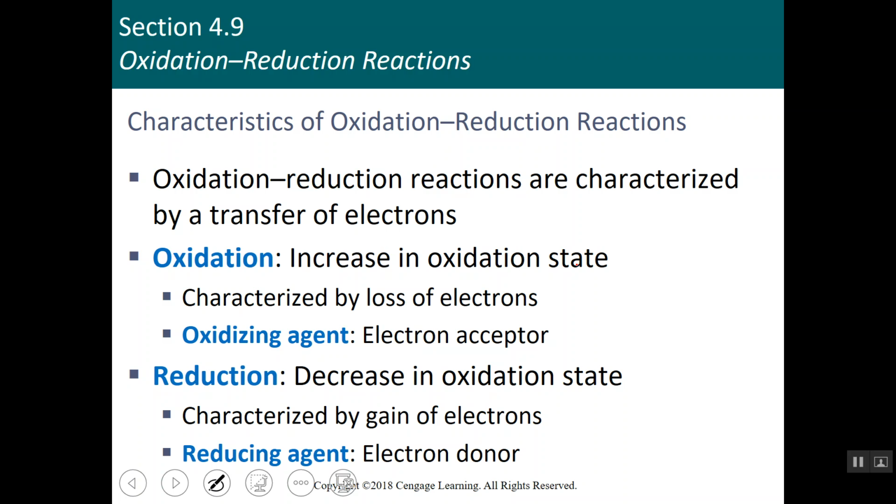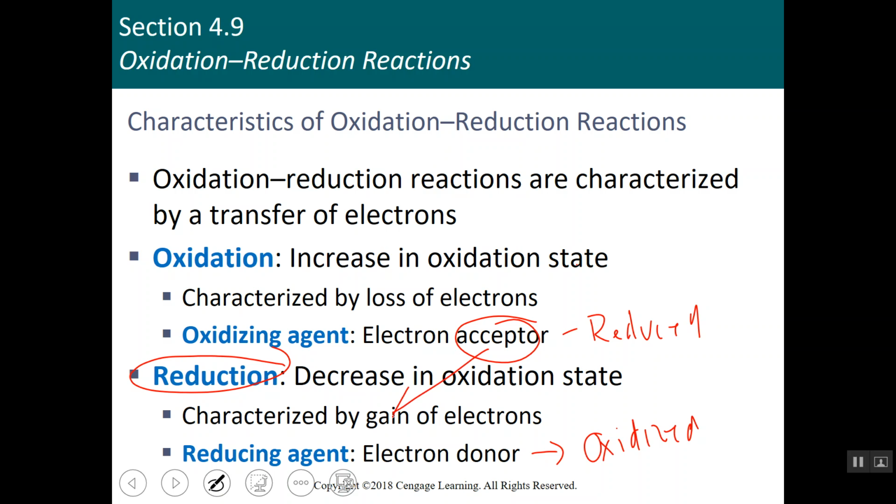And to be honest with you, the way I remember it is reduction, the charge goes down because it's reduced, and then I work backwards from there to remember what oxidation is. So an oxidation is the loss of electrons, and the reduction is the gain of electrons. The oxidizing agent is the electron acceptor. So the oxidizing agent is actually the one that's reduced. And then the reducing agent is the electron donor. That's the one that's actually oxidized, because electron acceptor goes with gain, electron donor goes with loss.